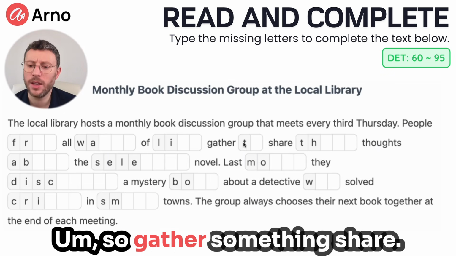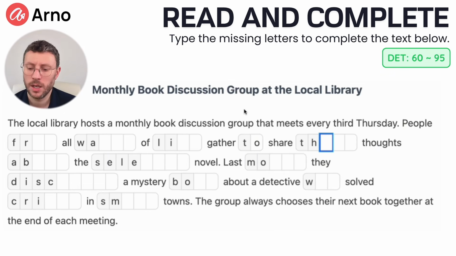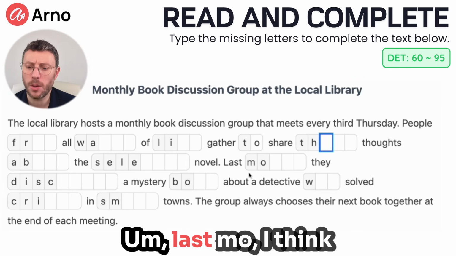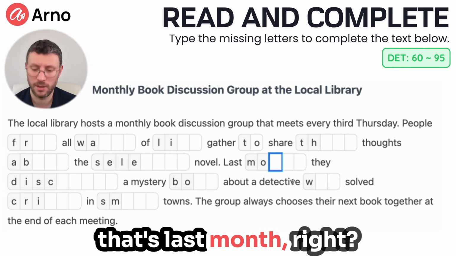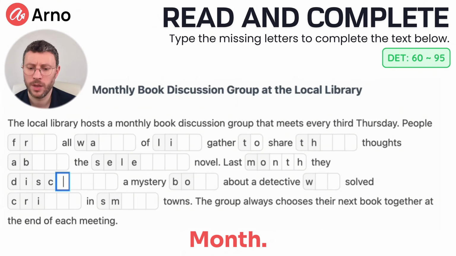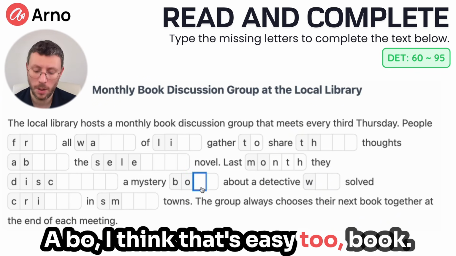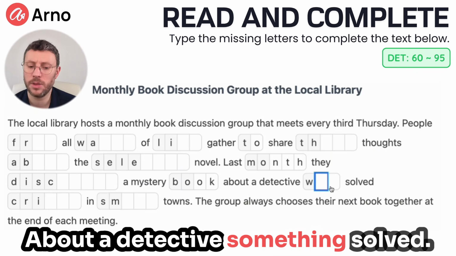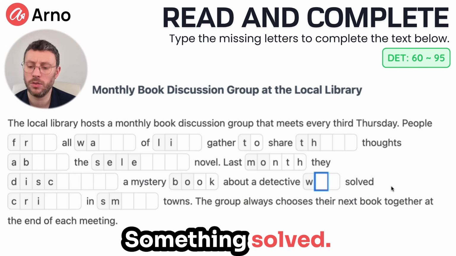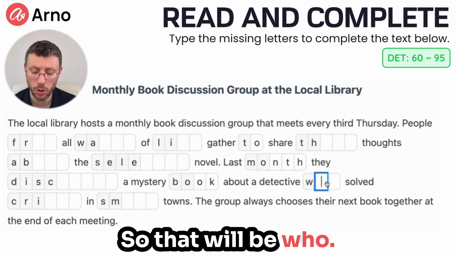So gather, something, share. To, right? Gather to share. Last mo... I think that's last month, right? Month. A mystery book. I think that's easy too. Book. About a detective. Something solved. So he or she solved. So that will be who.